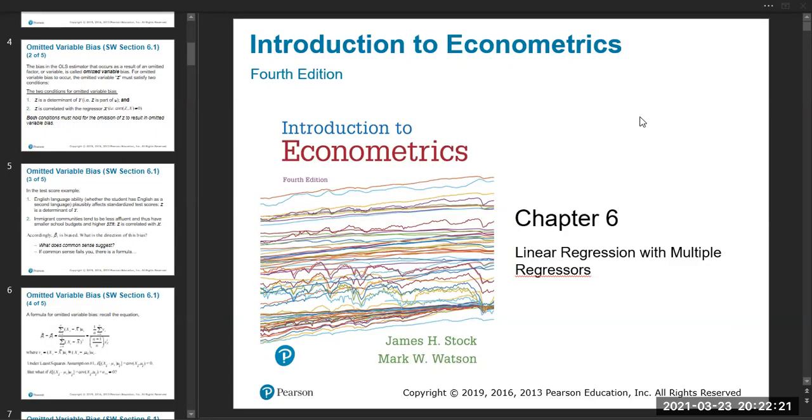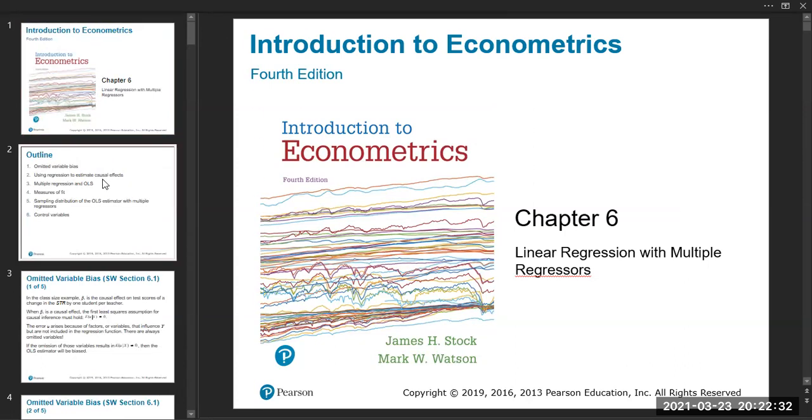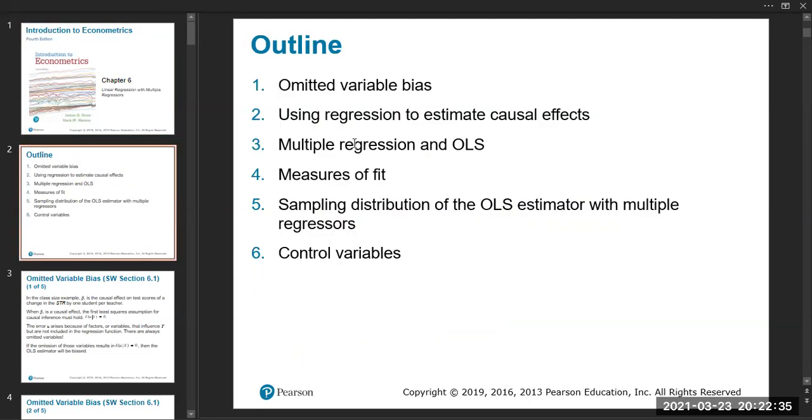Okay, so today we will talk about linear regression with multiple regressors, given that we already know one regressor. We'll start from omitted variable bias. We'll introduce some new concepts, such as why we need multiple regressors instead of just a single regressor. Then I'm going to talk about using regression to estimate causal effects, multiple regression in OLS, and then we'll mention more about measures of fit.